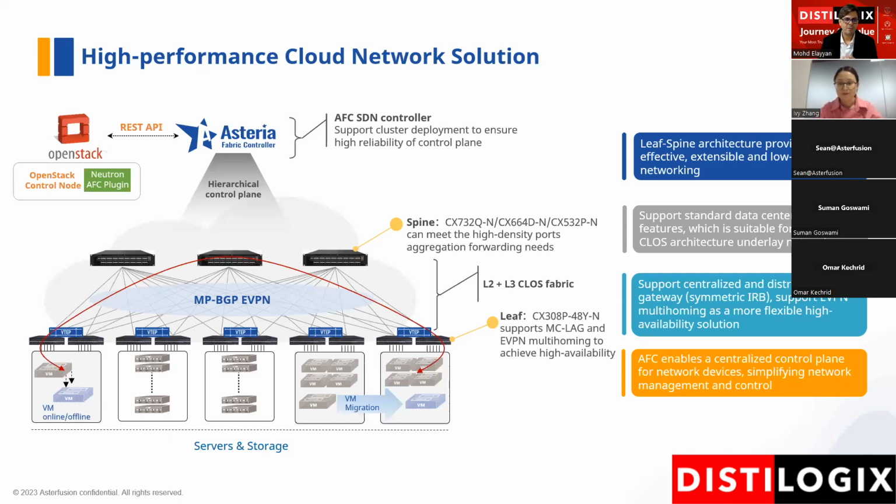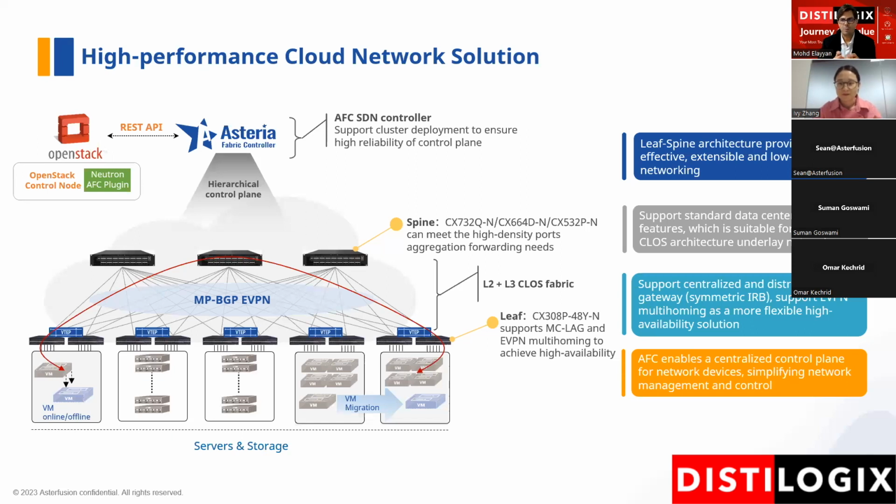Okay. So AFC, which is Asterfusion Fabric Controller, is the SDN offering that you have to manage that network, right? Yeah. We can use it to directly manage the network, or we can use the API of this controller to integrate with OpenStack, or we can just use a Neutron AFC plugin to manage the devices directly. It's flexible. Okay, great.